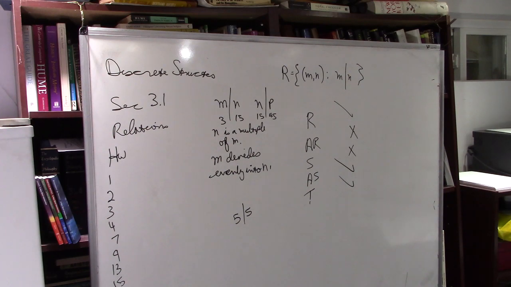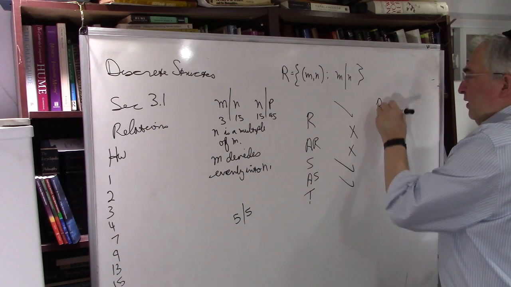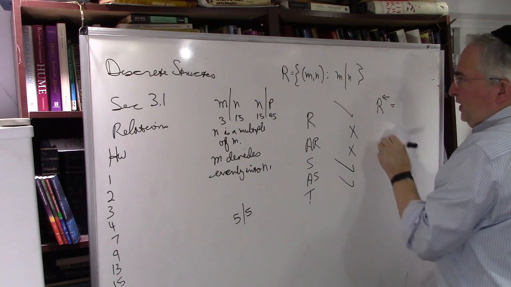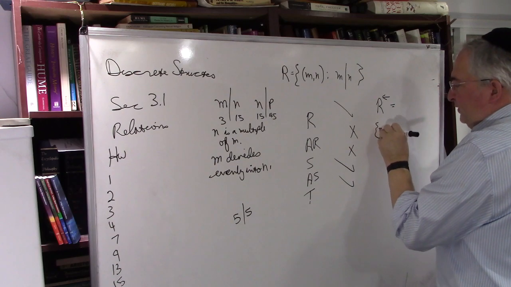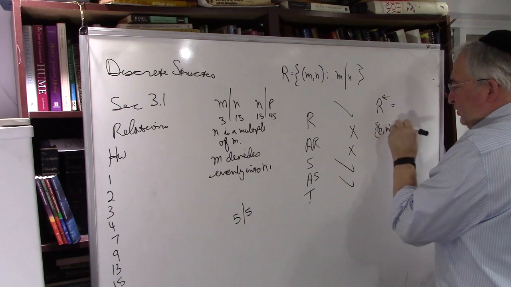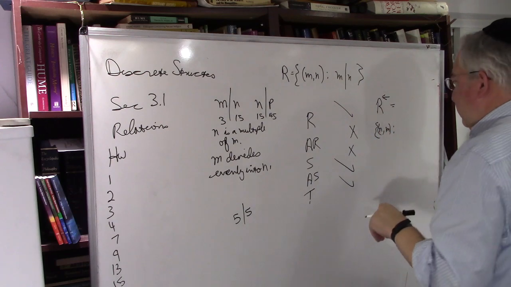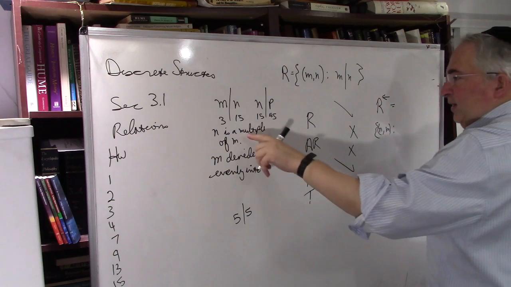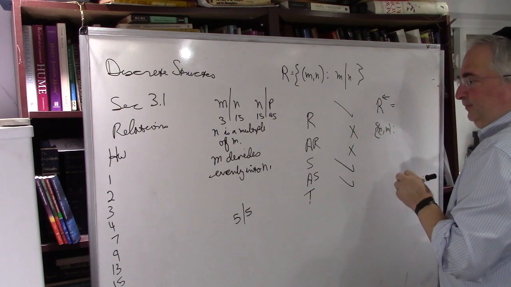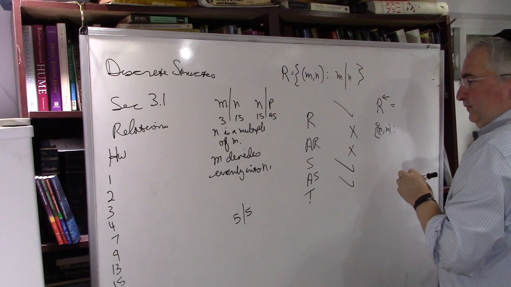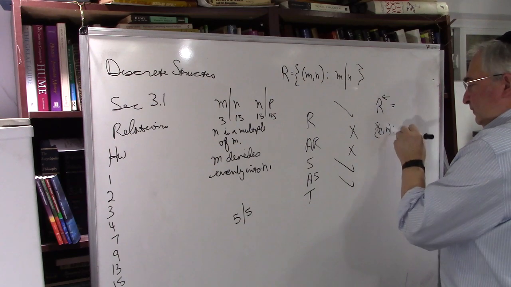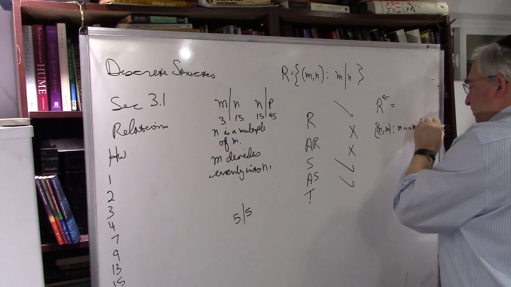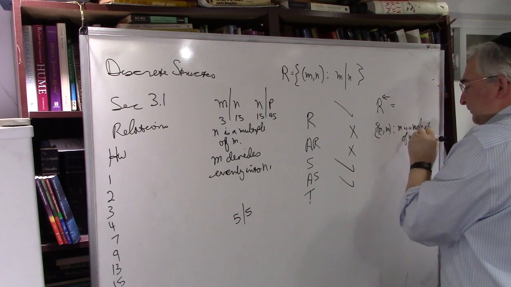Next, describe the converse relation. Okay, so basically you can say it as follows. This is pairs n, m, such that, okay, now we need a better way of saying it, such that what? Well, m is a multiple of n.